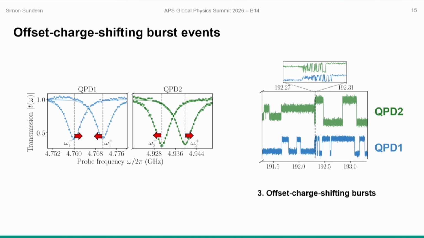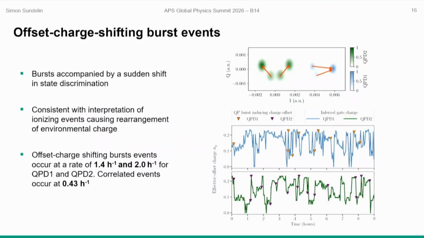So that you can very clearly resolve here. Okay, you don't really see it there. Where we have a sudden change in the state discrimination at the exact moment that we observe this burst. And if you were to plot that in the IQ plane, that would basically look like the 2 states moving either further apart or closer together to each other.